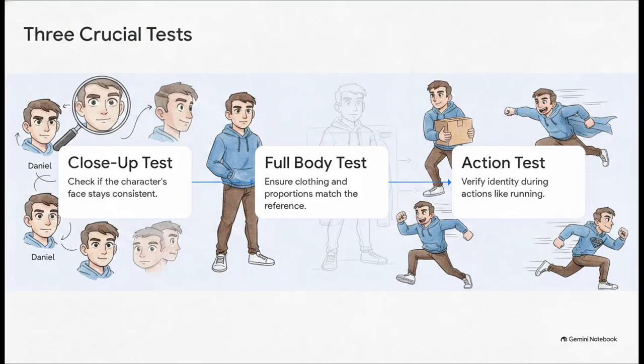Instead of rushing, you have to run these 3 mandatory Google Flow tests using that master character reference we just talked about. First, a close-up test. Does Daniel's face actually stay consistent? Second, a full-body test. Do his clothes and proportions match the original? And finally, an action test. Does he still look like Daniel when he's running or holding that package? Only when he passes all 3 of these tests do you officially get to move forward.